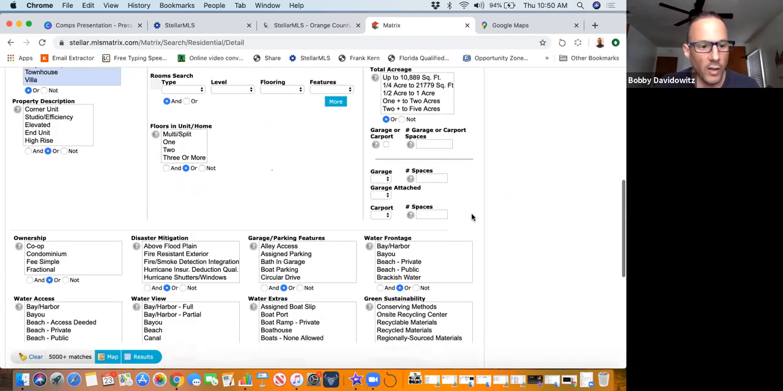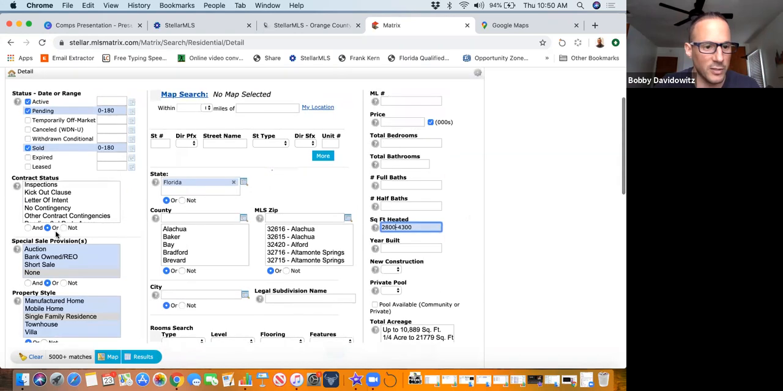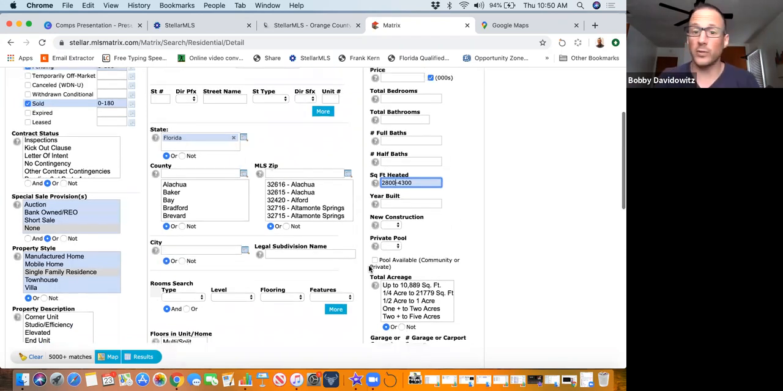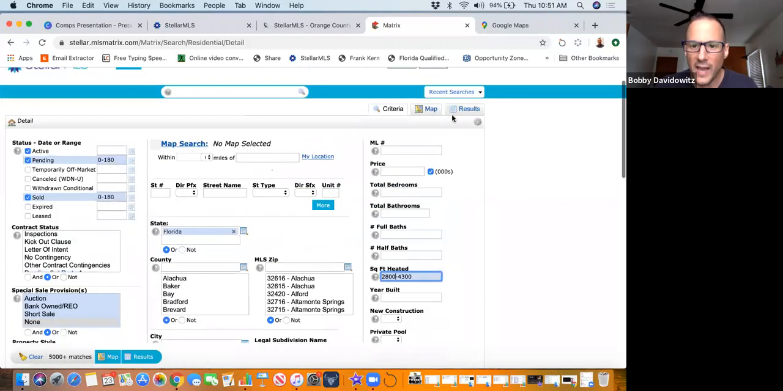All I did was select active, pending, sold, special provisions none, and property style single family residence, because I want to look at apples to apples. I can't compare condos to single families or single families to townhomes. I want to be as specific as possible. Then I either go to this tab where it says map, or right here where it says map search. Either one will take you to the same place.